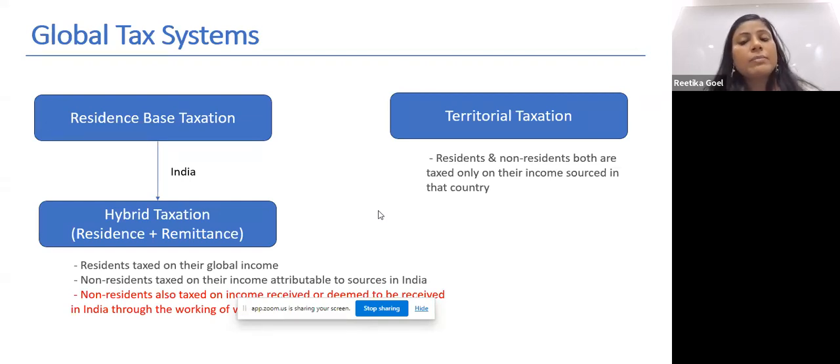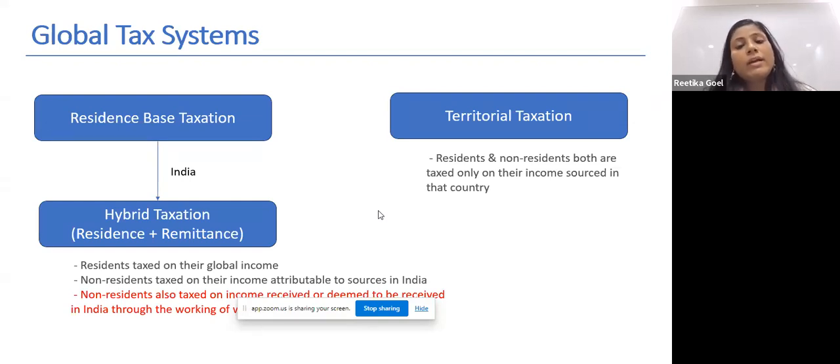While in the territorial-based taxation, residents and non-residents are treated alike and they are taxed only on the income which is sourced in that country. But the only difference in the resident and non-resident taxation in the territorial system is that residents are taxed even on the income which is exported out of that country if services are performed in that country. But non-residents are taxed primarily only on that income which is sourced in that country.